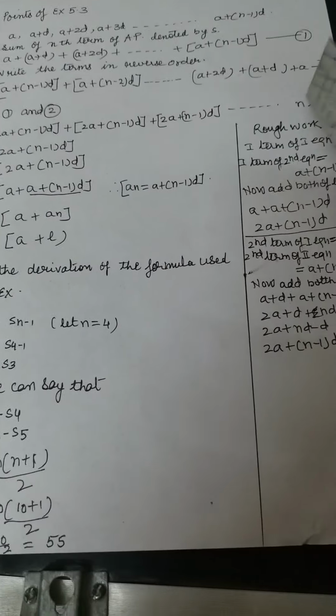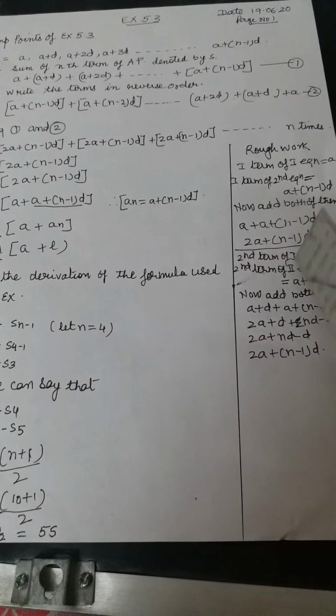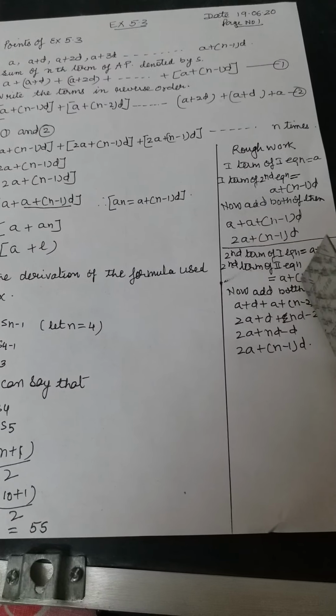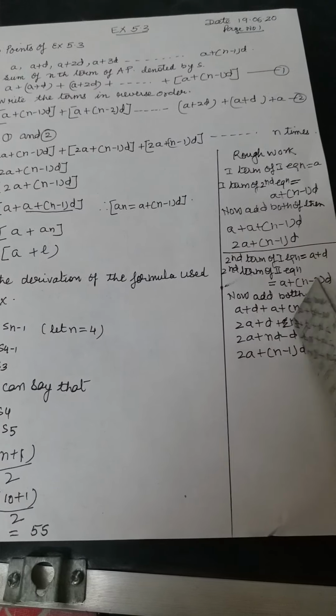Here I have done the rough work. The first term of the first equation is a, and the first term of the second equation is a plus (n minus 1) into d. When these two are added, we get 2a plus (n minus 1) into d. When the second term of the first equation is added to the second term of the second equation, a plus d is the second term of the first equation, and a plus (n minus 2) into d is the second term of the second equation.